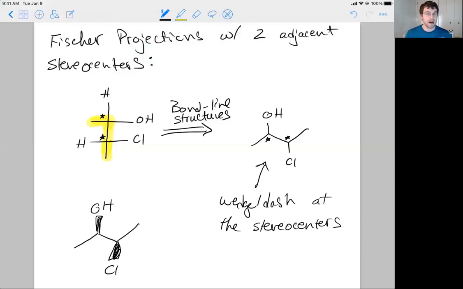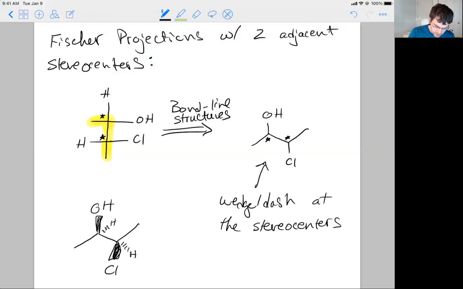It doesn't matter. I personally like to choose having two wedges because then I put my number 4 priority, the hydrogen, in back. It allows me to determine the RS assignment a little bit more quickly. Now, these two structures are the same, and if the RS assignment is the same between them, then I've really solved the problem of converting my Fischer projection into a bond line structure.